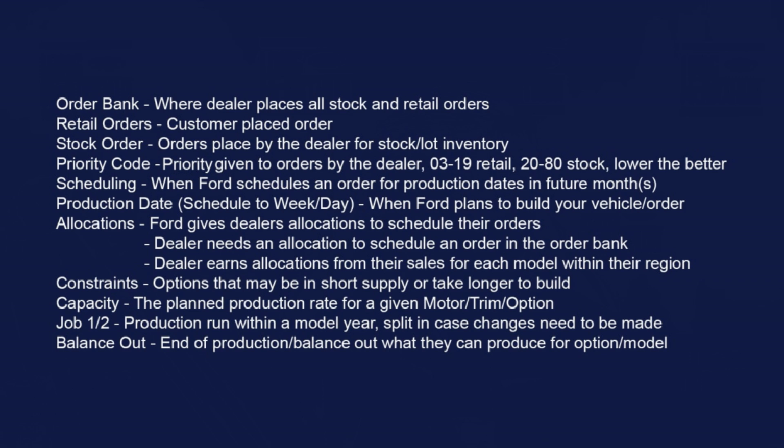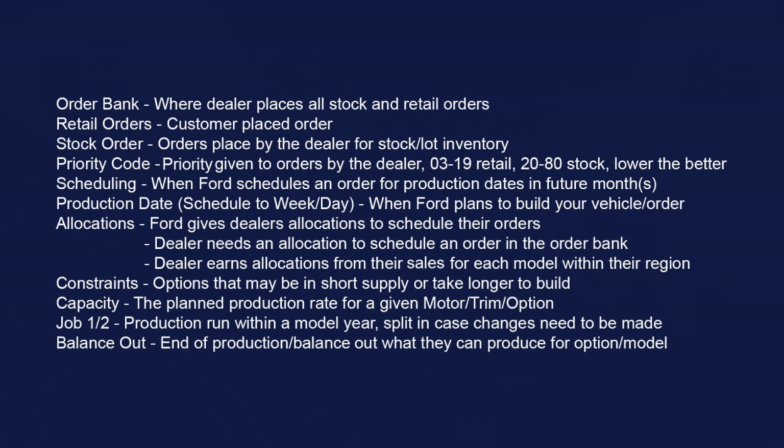All right. And then an order cannot be scheduled without an allocation, just so you know that. Even if a dealer has, like for us, we have over 30 Maverick retail orders. We have 23 allocations. That doesn't cover all of our orders. That can happen. It doesn't matter how many orders you have. Your allocations are based on your sales production and how many you sell.